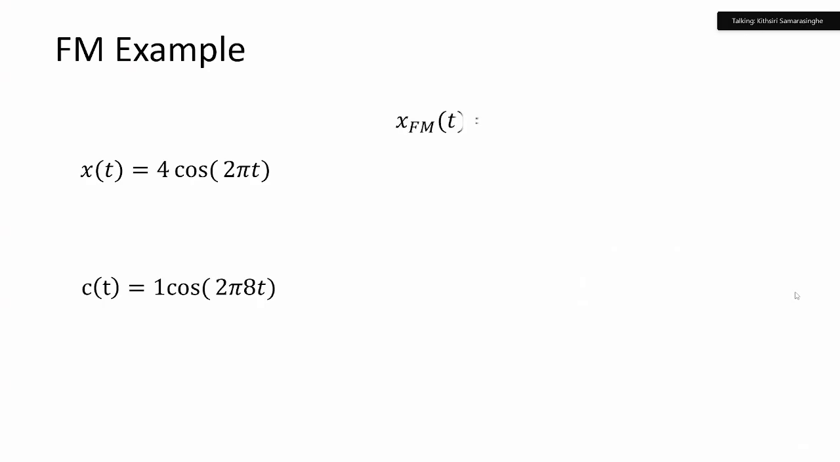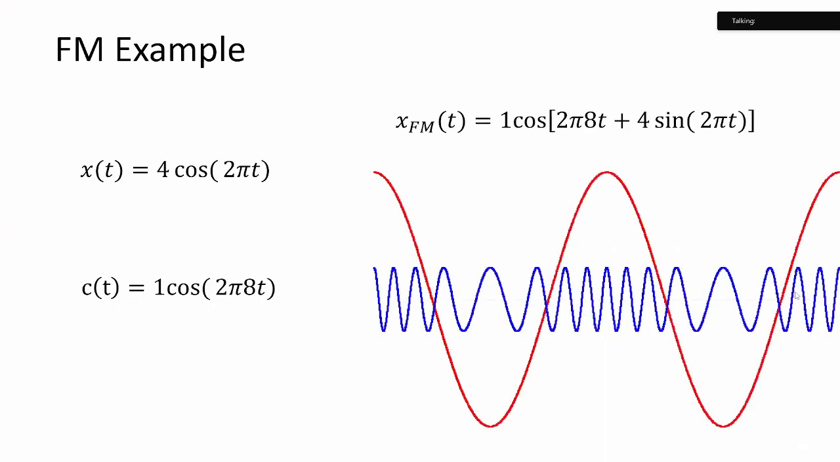Okay. Simple example. Let's assume a modulating signal is a cosine wave like this with an amplitude of 4. The carrier is a wave like this with an amplitude of 1. Then according to that derivation, it is now written like this, with modulation index of 4. This is beta. So amplitude of 1 and beta of 4. This is our x(t).